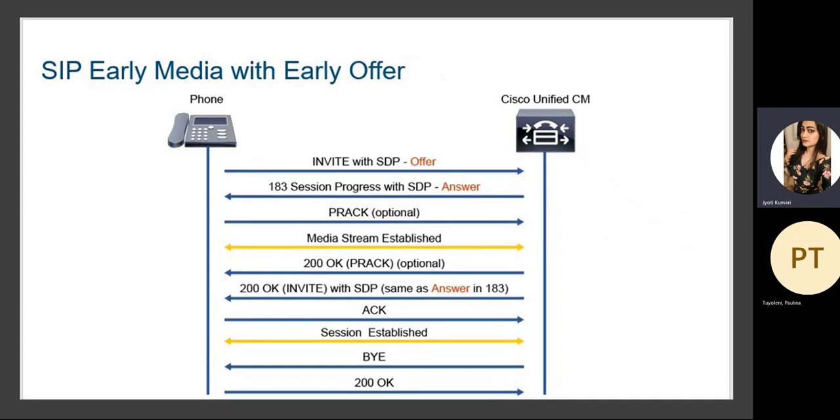Same way, early media with early offer. Now in early offer, we know that there will be SDP in the invite itself. So that means capabilities have been matched at this stage in the invite itself. Then for early media, there will be 183 Session Progress with SDP. PR acknowledgement will be there. It is optional in some of the phones. And media is established. Once the media is established, we'll get a PRACK message, OK message, and SDP for early offer. And then once the acknowledgement is received, the session will be established.